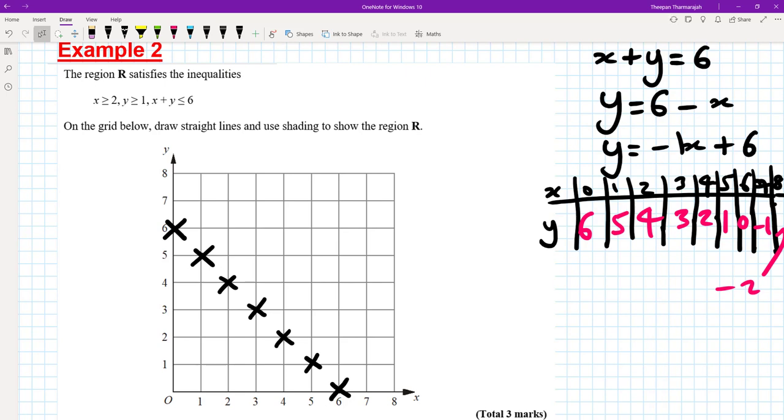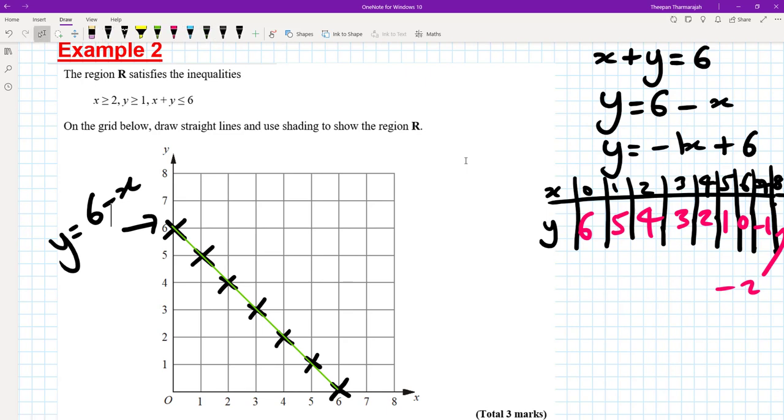But remember, it's less than or equal to, so I'm going to have a solid line. I'm going to draw a solid line from here, going all the way through these points. I'm going to put that in green, let's say. I'm going to label this graph with an arrow, y equals 6 minus x. You could also write it as minus 1x plus 6. It's the same thing.